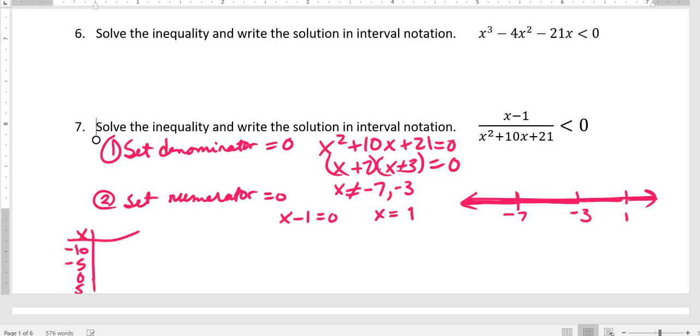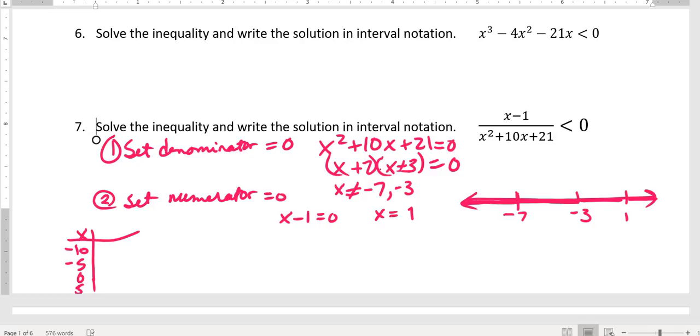Okay. I'm going to use my calculator. Now, you can do this by hand, and all you're looking for is the sign. An easy way to do this, for example, if I put in 0, I'd get negative 1 over 21, which is negative. All I need is the negative part. I don't need the number really. Or I can use my calculator.